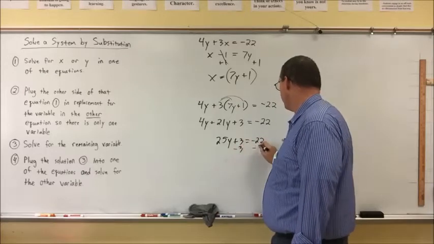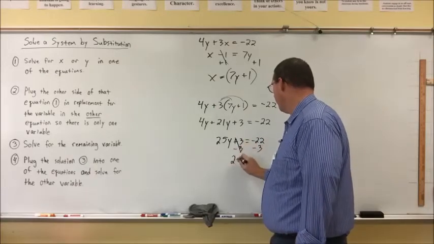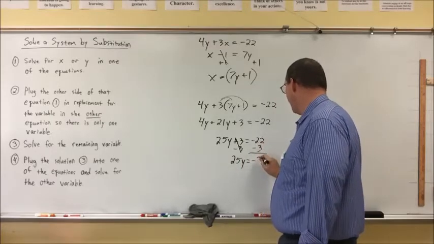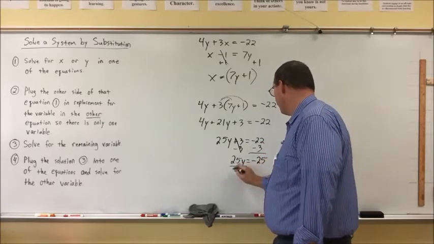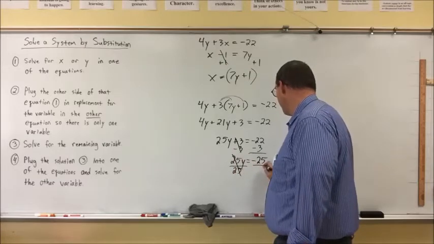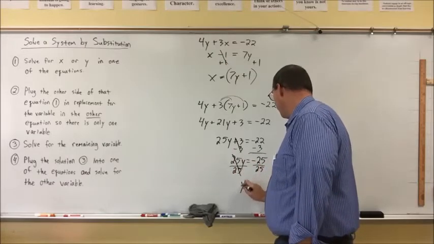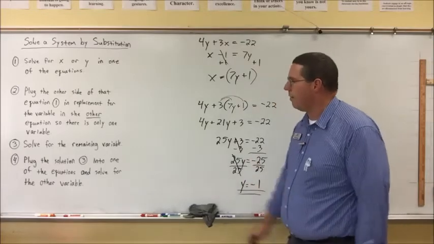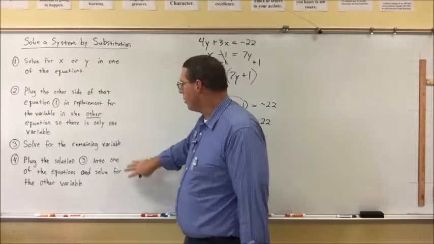Now we're going to subtract 3 from both sides. And we get 25y is equal to negative 22 minus 3 is negative 25. We'll divide by 25 on both sides. And what we get is y is equal to negative 1. So we have a solution for y. That was step 3. Now we're going to go to step 4.